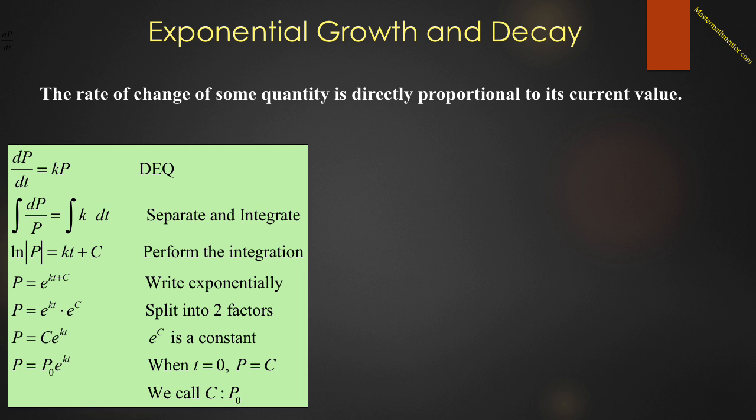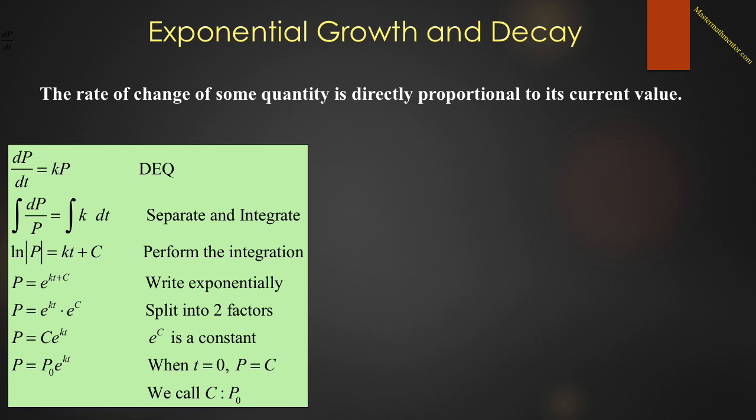So we know that the rate of change of some quantity is directly proportional to its current value can be translated as dP/dt equals kP, a separable differential equation. We separate and get dP over P is equal to k dt, and now we can integrate both sides. So we get the natural log of the absolute value of P is equal to kt plus C. And solving for P, we write P as e to the kt plus C, or P is equal to e to the kt times e to the C. And again, we know e to the C is simply a constant. So P equals C e to the kt.